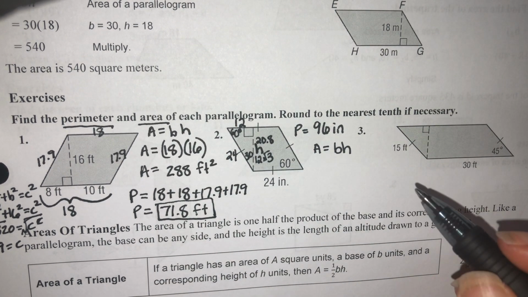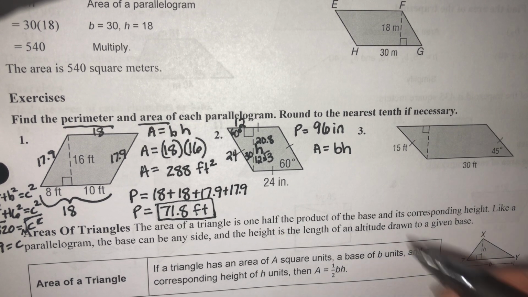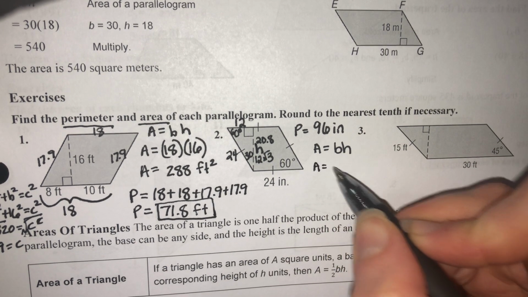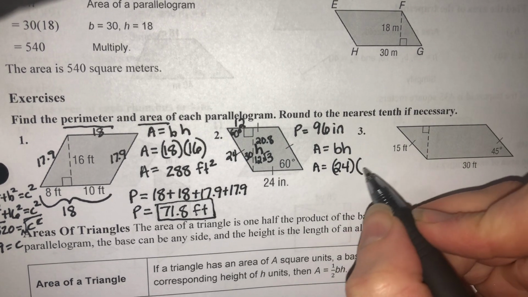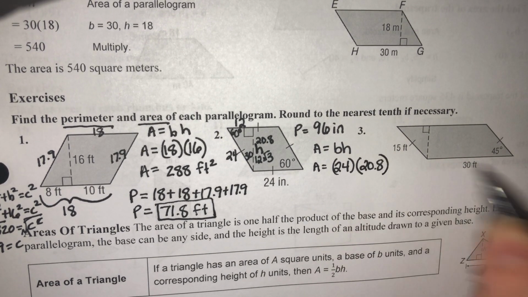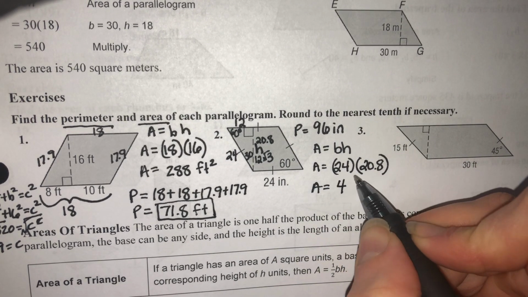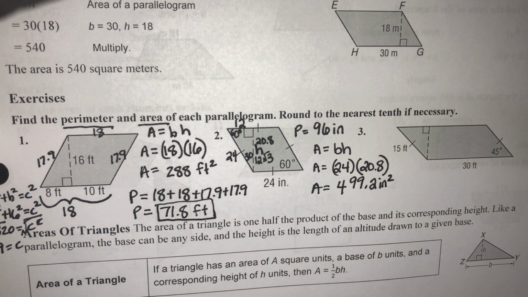So the special right triangle pattern for the 30, 60, 90 triangles is found on the formula chart, also in Google Classroom. So you can refer back to that if you need to remember that. So our area is going to be the base, which was 24, times the height, which is 20.8 that we just figured out. And that gives us 499.2 inches squared.